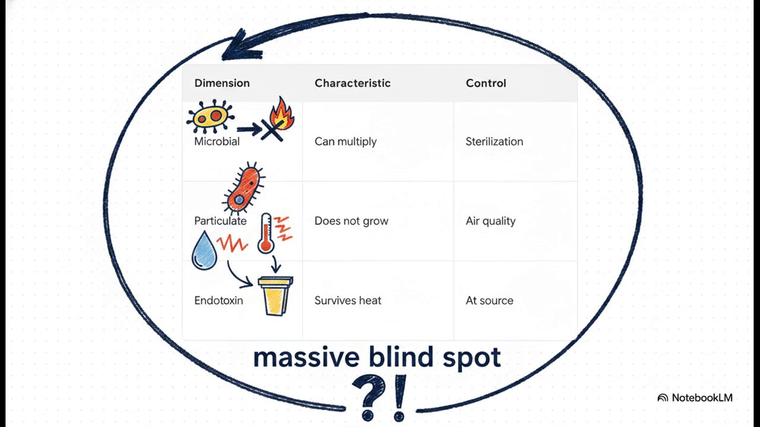For example, let's look at endotoxins. Because they're heat-stable pyrogens, they actually survive standard sterilization. So just killing the organism isn't enough. You literally must control the hazard upstream at the water source and through depyrogenation. If your strategy only focuses on microbial kill steps, you've got a massive blind spot.